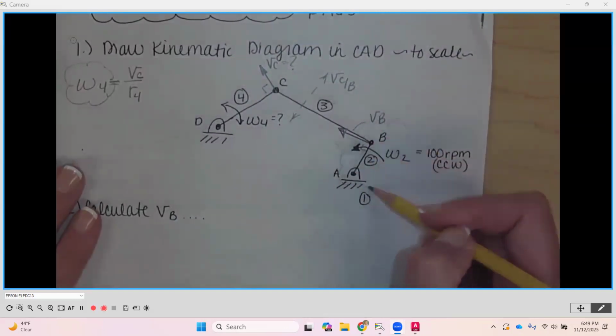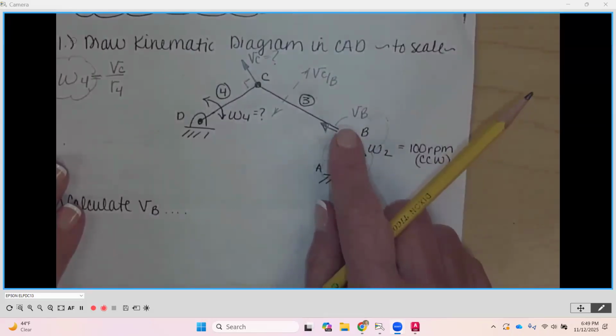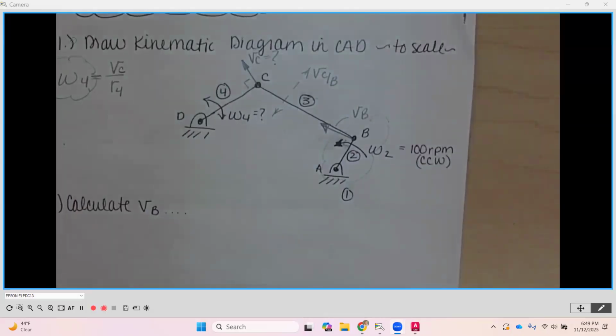Our known is going to be from our input over here because we know how fast this is going, how long this is. We'll be able to calculate VB. And then we'll be able to get VC through that vector equation.